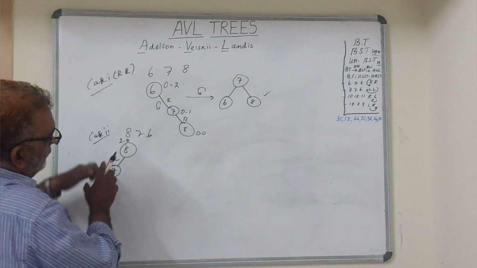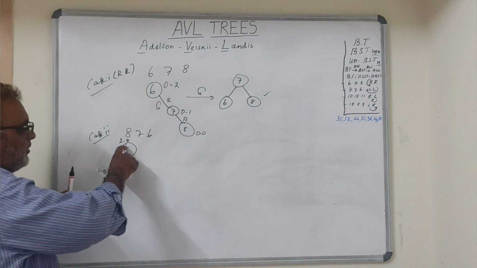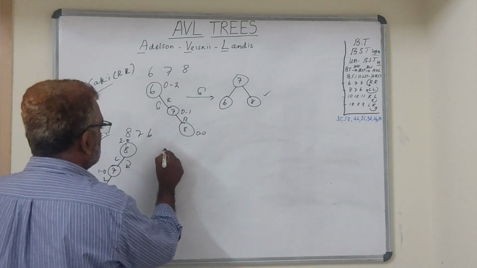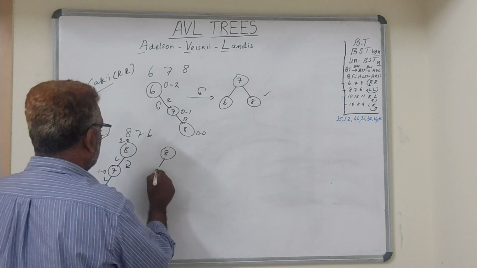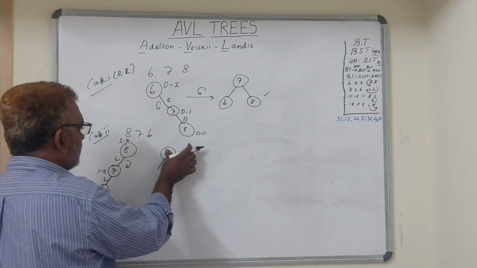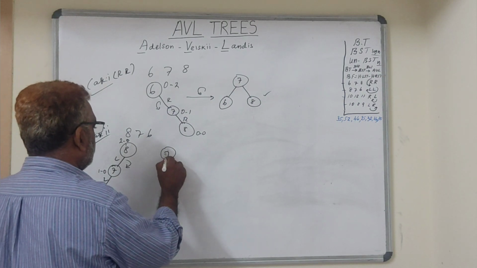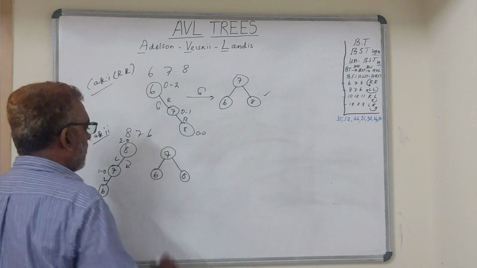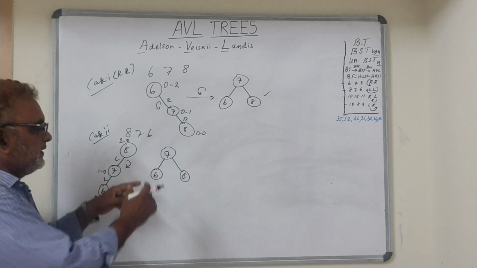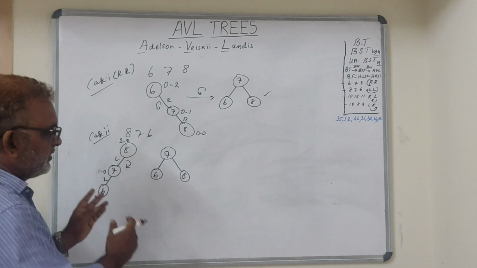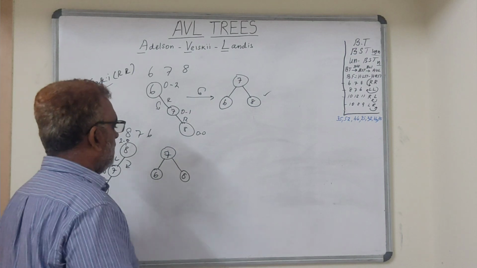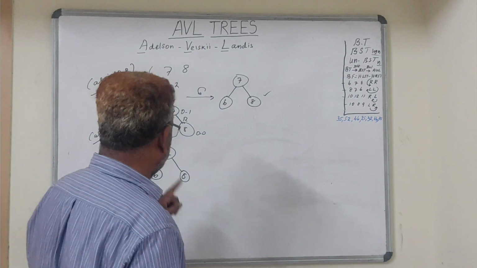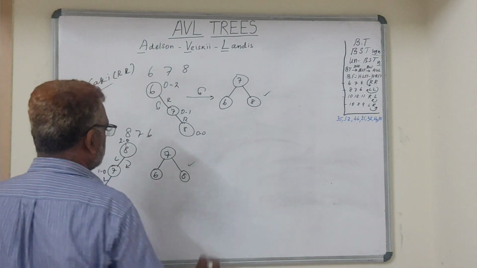So you have to keep your finger like this and perform rotation like this. As a result, 7 will come here, 8 will go here, and 6 will come here. So 7 is the center, 6, a lesser value, is on the left hand side, and 8, a greater value, is on the right hand side. Now it is balanced.